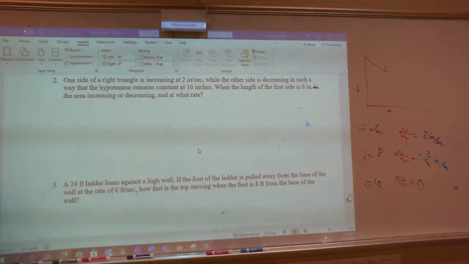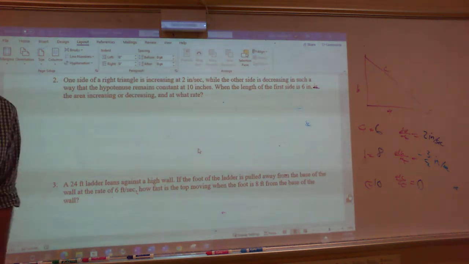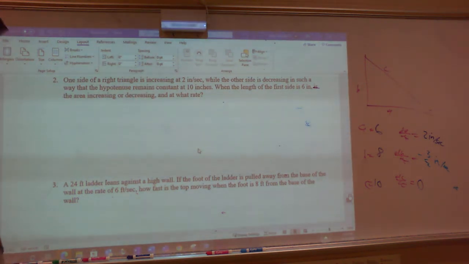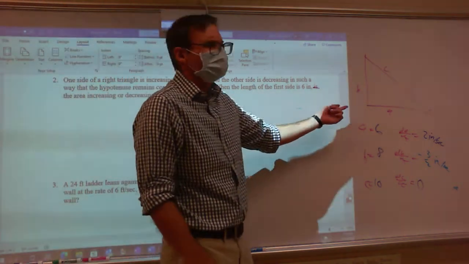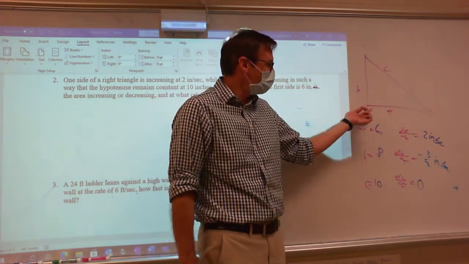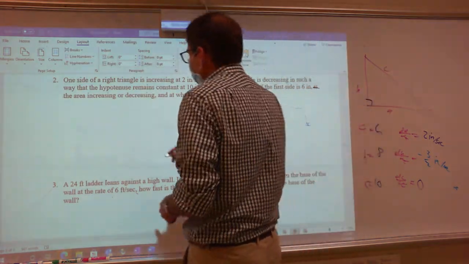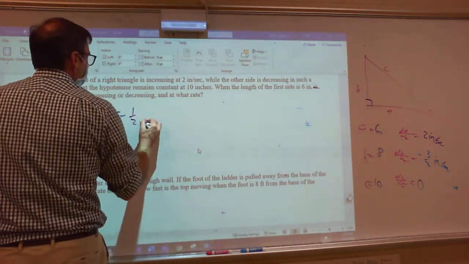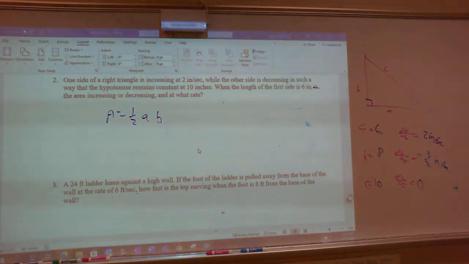So what did they ask about? The area, whether it's increasing or decreasing. They asked about the area of the triangle. So what's the area of this triangle? 1/2 A times B. Everybody okay? Because it's a right triangle, the area of this triangle is 1/2 A times B. Everybody okay with that part?